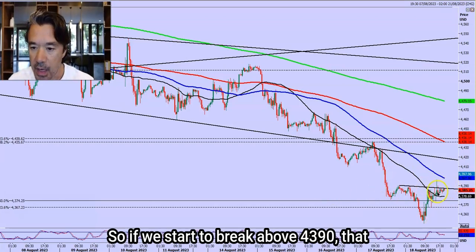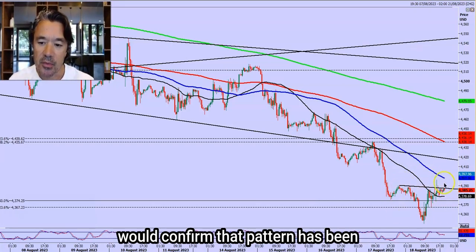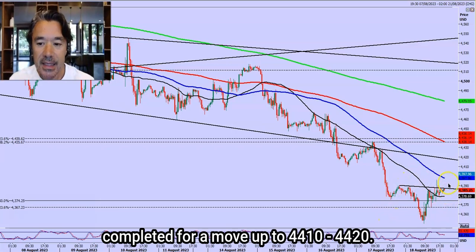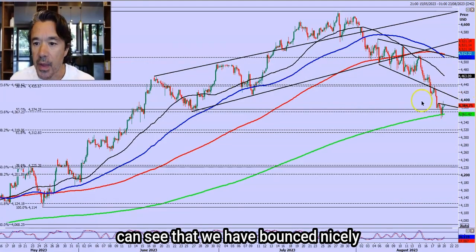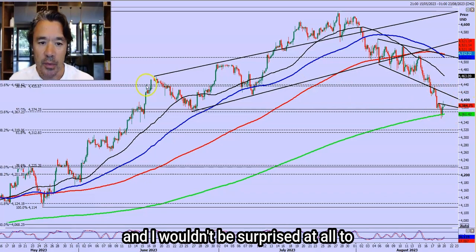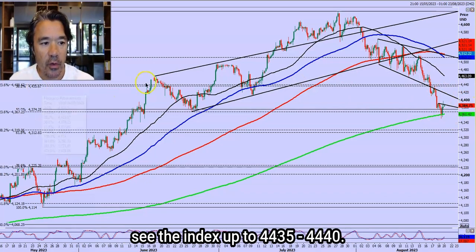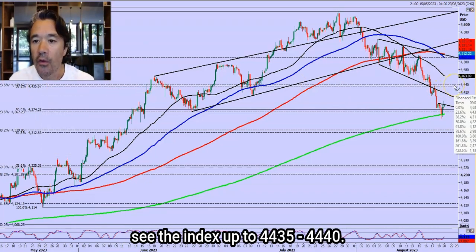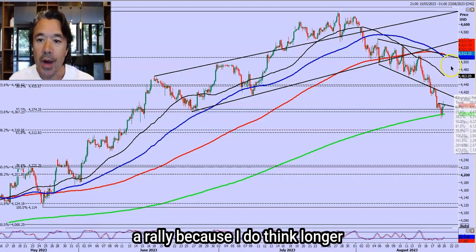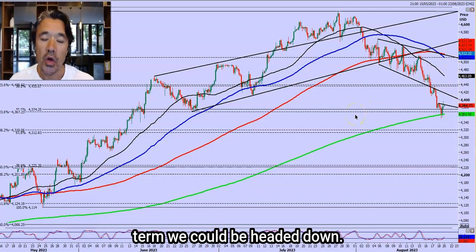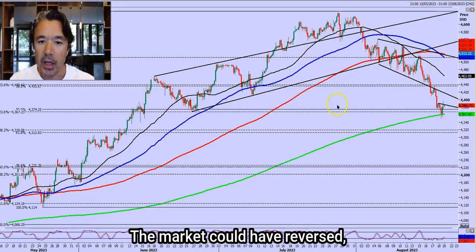So if we start to break above 43.90, that would confirm that pattern has been completed for a move up to 44.10, 44.20. Going back to my 4-hour chart, you can see that we have bounced nicely, and I wouldn't be surprised at all to see the index up to 44.35, 44.40. I probably will be looking to sell into the rally because I do think longer term we could be headed down. The market could have reversed.